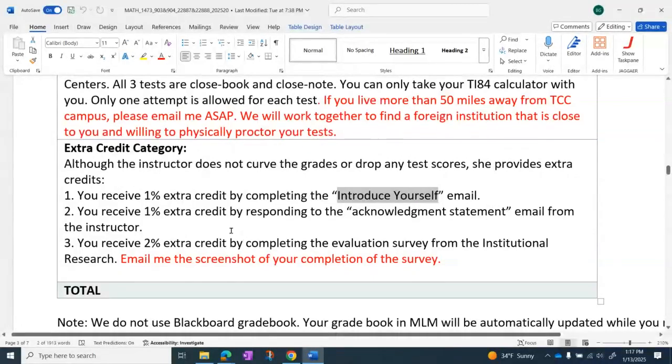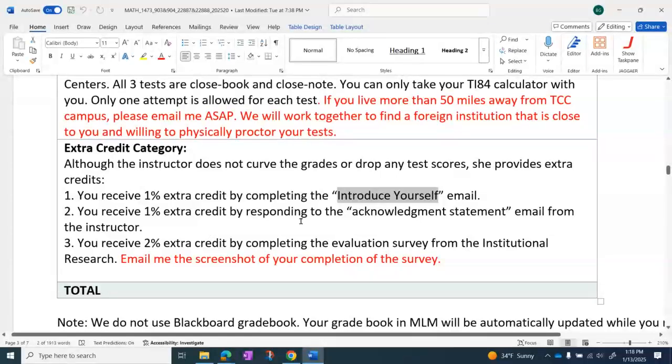That is another 1%. And another 2% extra credit is from you completing the evaluation survey by the end of the semester. Not now. Probably 2 or 3 weeks before the end of the semester, you will receive an email, an invitation to take the survey. The email will be sent by the institutional research. Okay, I think you have 2 surveys to complete. Make sure you take the screenshot of the 2 surveys completion, and then you will receive 2% for that task. Together, 4%.